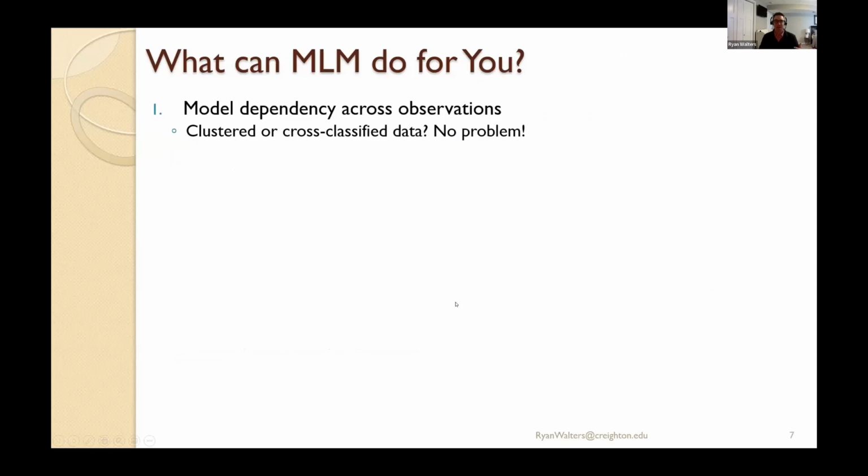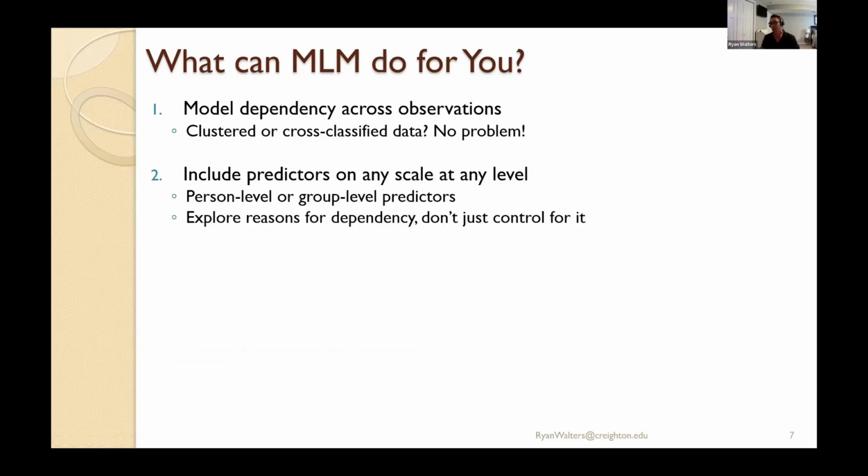So why are you here? Why do you think you need a multi-level model? The first is it can model dependency across observations. We're going to be talking about clustered data only here. For those of you who do longitudinal data, that data is technically also clustered. You have observations nested within a person, no different than, like our example, we have people nested within states. We can include predictors on any scale at any level. So we can have person level and group level predictors. Importantly, these predictor variables are allowing us to actually explain why excess correlation or this dependency exists. We don't just have to control for it. We're actually going to be able to test hypotheses related to it.